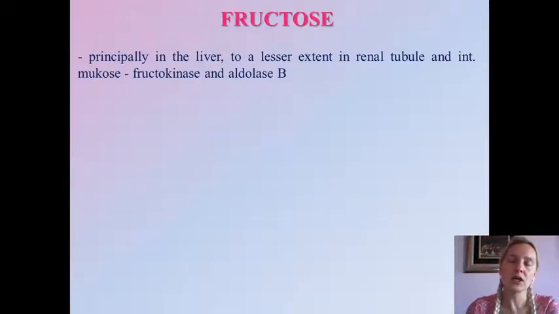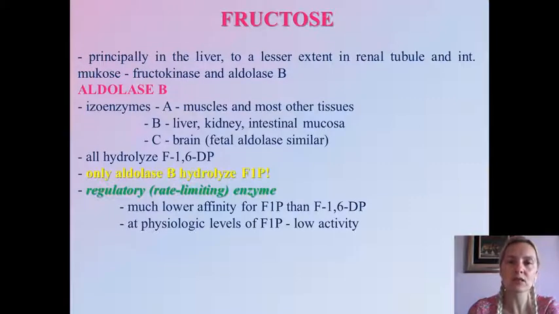Speaking of enzymes which are important for this pathway, those are fructokinase, as I've already mentioned, and aldolase B. I have already stated a couple of facts about fructokinase, but aldolase B is worth memorizing. Actually, it is one type of aldolase enzyme, so it is one of the isoenzymes of aldolase. Actually, aldolase exists in 4 isoenzyme forms: aldolase A, B, C, and fetal aldolase.